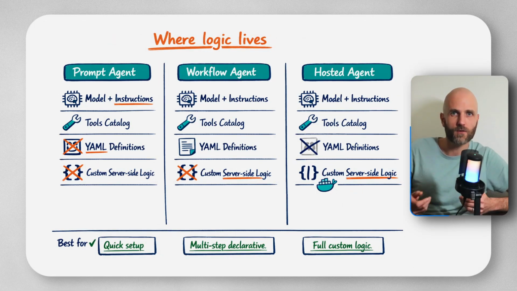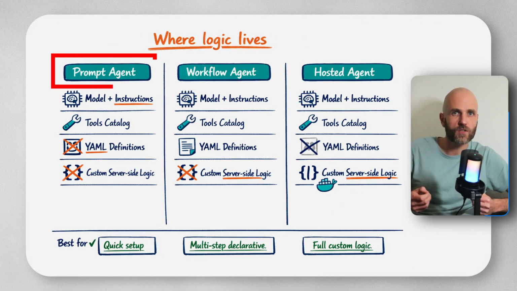If I think about why people get frustrated with agents, it's usually not the model. It's that the first agent they build is basically text in, text out, and the moment they need a real business step in the middle, they can't put it anywhere. In Foundry, there are 3 agent types, and the difference really comes down to where the logic lives.